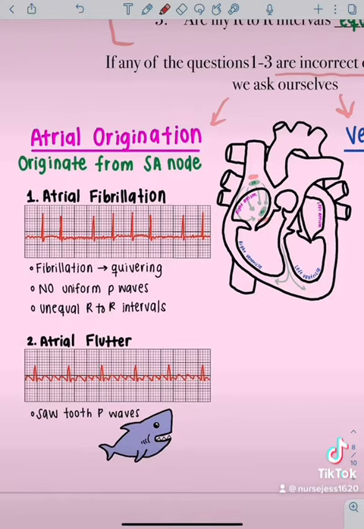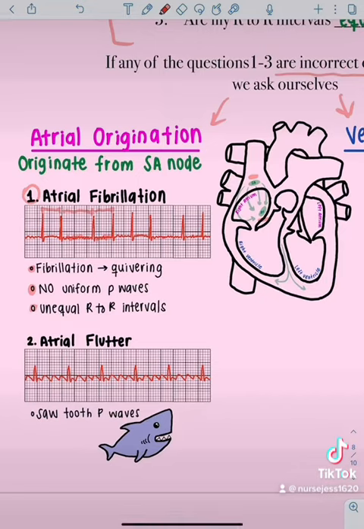For 1, we have atrial fibrillation. It's important to note that fibrillation is a fancy word for quivering. So in this rhythm, you're going to see no uniform P waves. They're just going to be shaking up and down. And we're also going to have unequal R to R intervals because there's a lack of communication between the SA and the AV node. Second, we have atrial flutter.